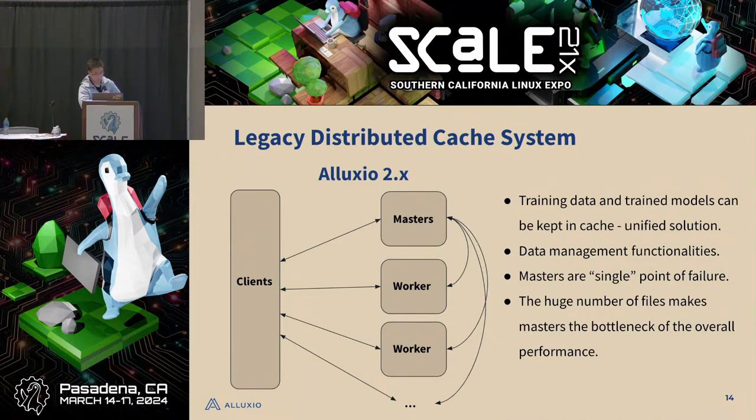But then we have the problem with masters. Although we do have a high availability functionality based on Raft, there is still a single point of failure. What I mean is if the master is down, when a client needs to read data, it cannot get the metadata, or say where the data is in the worker. So there's no way for the client to get the data anymore. So the master is the single point of failure. And as the number of files grows fast, this problem becomes more and more severe, making the master the bottleneck of the overall performance.